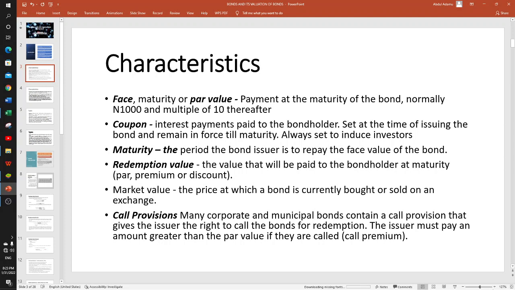Then we also have the call provision. Some corporations issue bonds which can be callable before maturity. If those provisions are there, then the issuer has the right to call the bond before it reaches maturity. The issuer must pay an amount that is greater than the face value when they are calling the bond. This is called the call premium.